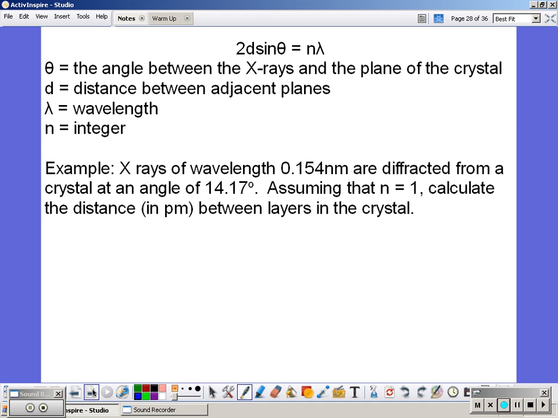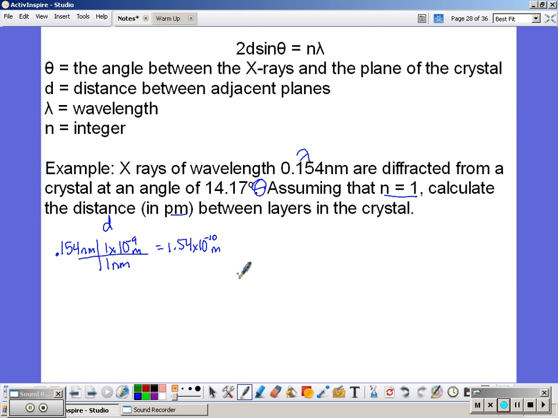So in this example, we're given wavelength in nanometers. We're given the angle, and we're given the value of n. So we want to calculate the distance in picometers. We do have to do some adjustment as far as our units are concerned. So let's take our nanometers and convert it to meters. We know 1 nanometer is 1 times 10 to the negative 9th meters. So that gives us 1.54 times 10 to the negative 10th meters.